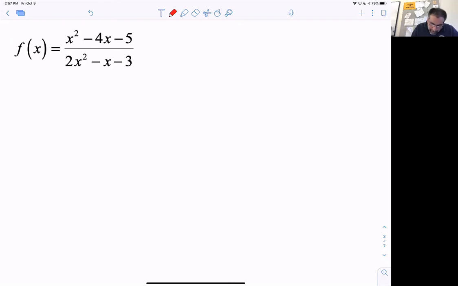The first thing I would encourage you to do is just go crazy factoring everything. Try to factor as much as possible. It's going to save you time later on. When we factor the numerator on this one, we're going to get x minus 5 and x plus 1.